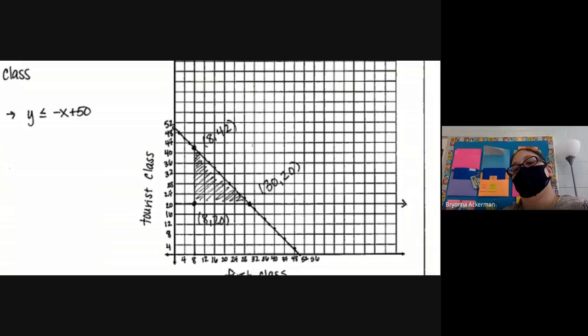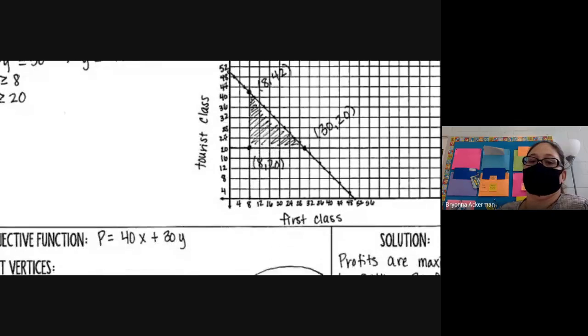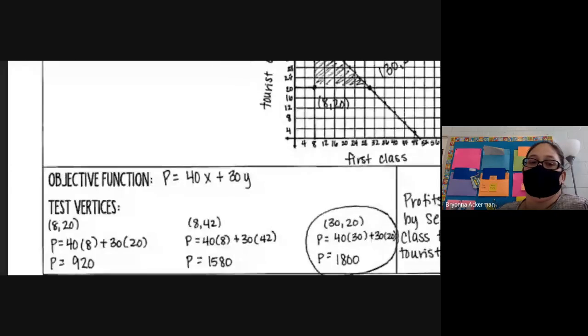But what do you think about ticket prices? Which one of these 3 do you think is going to be better? Remember, the first class tickets were $40 and the tourists were $30. So out of these 3 situations, which one's more money? That's what we're trying to figure out. So I'm going to test those vertices.